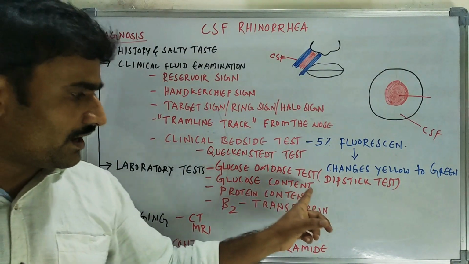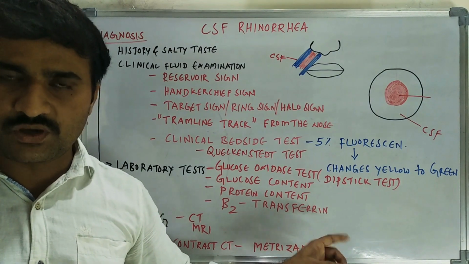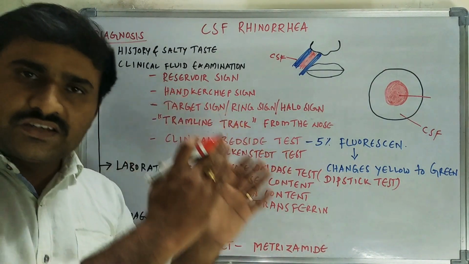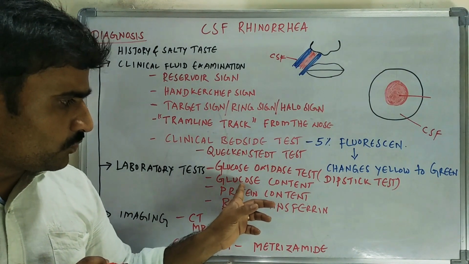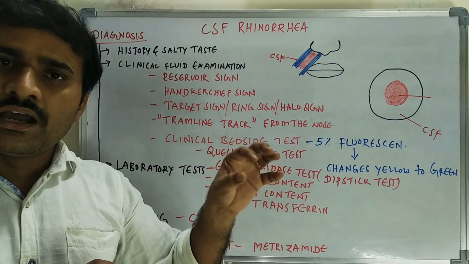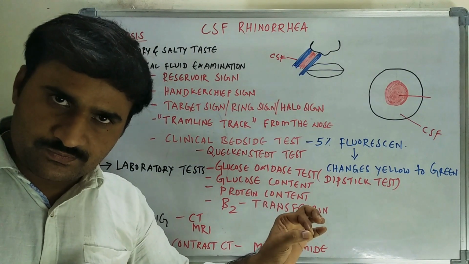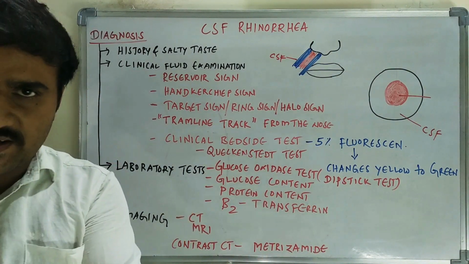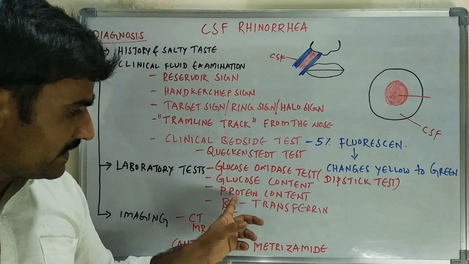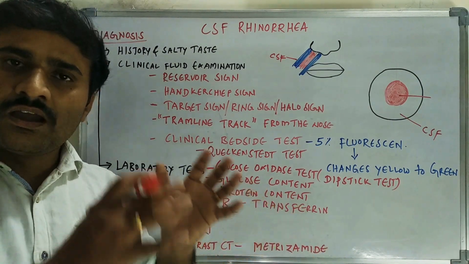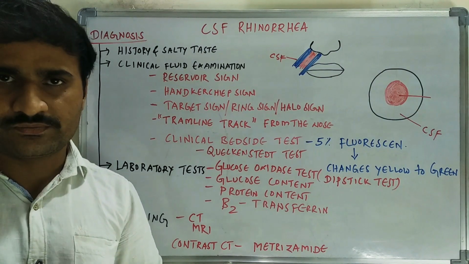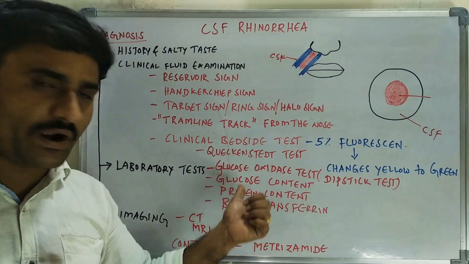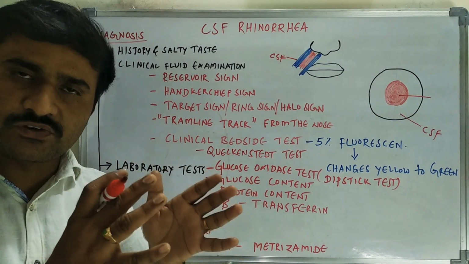Then glucose content and protein content, because there is a difference between the CSF and nasal secretions. When you come to glucose content, it is high in CSF when compared to nasal secretions. When you see protein content, it is high in nasal secretions and low in CSF. These 2 points are very important and can be asked as a PG question.